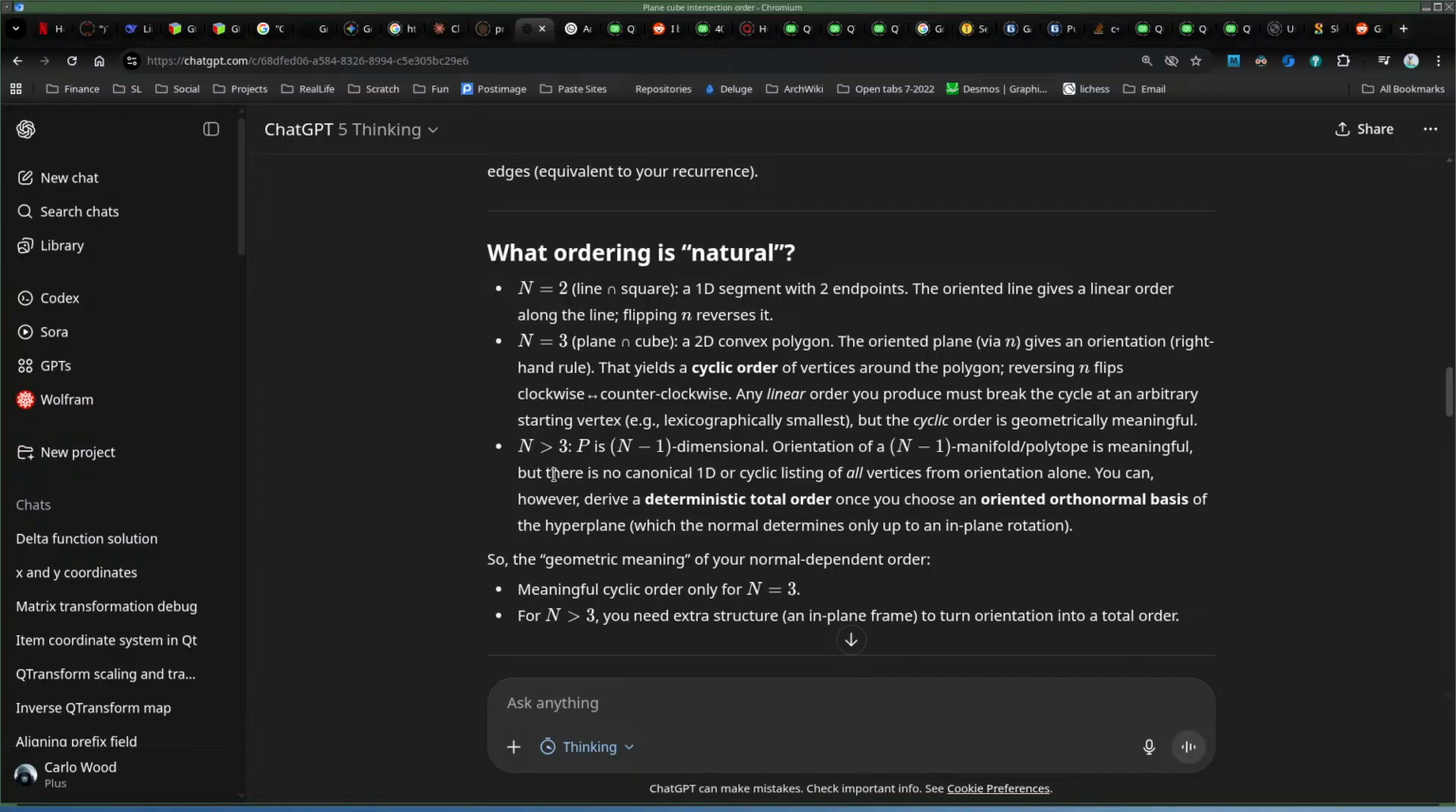Okay, if you have more than 3 dimensions, the hyperplane is 1 dimension less. Orientation of an n-1 manifold polytope is meaningful. But there is no canonical one-dimensional or cyclic listing of all vertices from the orientation alone. You can, however, derive a deterministic total order once you choose an oriented orthonormal basis of the hyperplane, which the normal determines only up to an in-plane rotation.